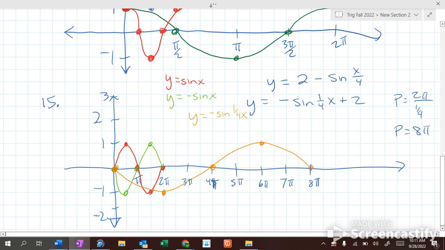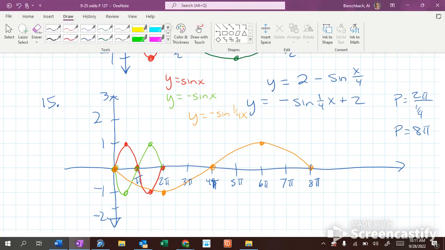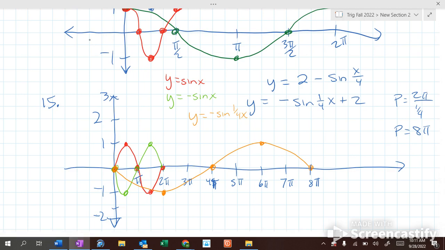And then from there, I'm going to go up by 2. 1, 2. 1, 2. 1, 2. 1, 2. There I am.